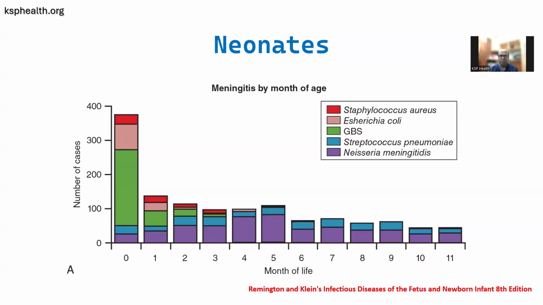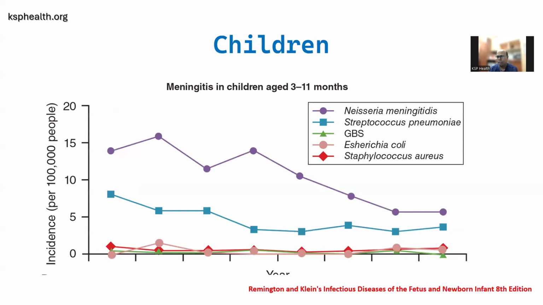In neonates, in the first month, it's predominantly group B Streptococcus, followed by E. coli, then Staph, Neisseria, and Strep pneumo. The number of meningitis patients decreases as the age advances, but the spectrum of the percentage of these bacteria remains the same in the first 3 months. In children, again, Neisseria and Strep pneumo predominate. And of course, we still tend to see E. coli and Staph aureus.